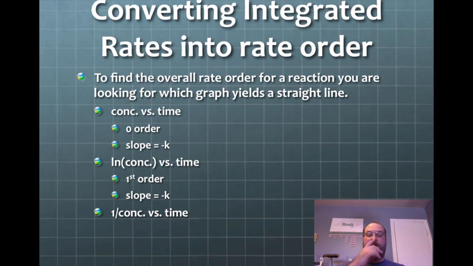And then last but not least is 1 over concentration versus time. If I plot that, and if that's a straight line, it's a second order. Now this one's a little bit different because the line's going up, so my slope is just my k value.